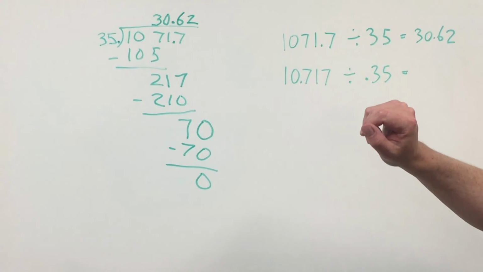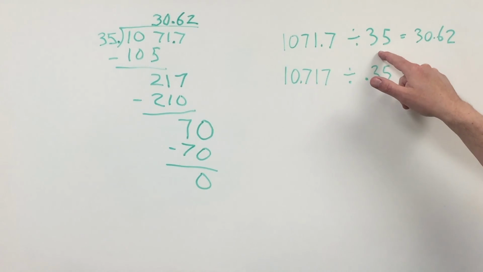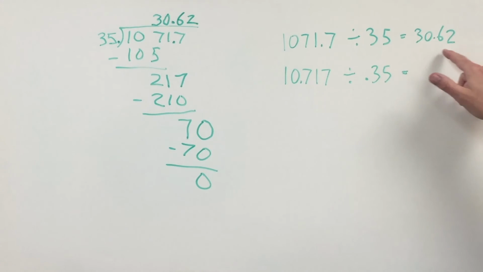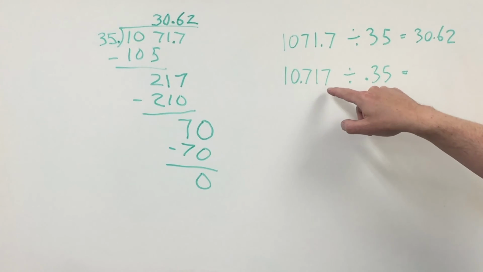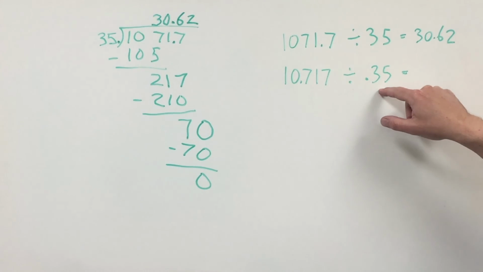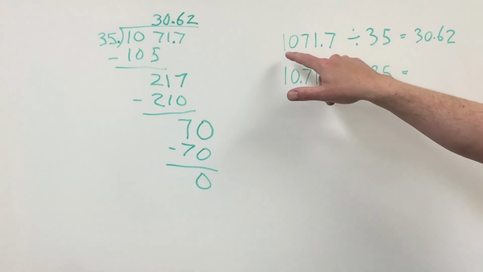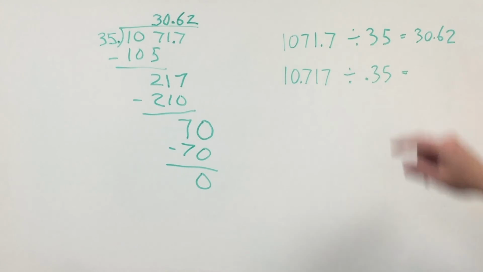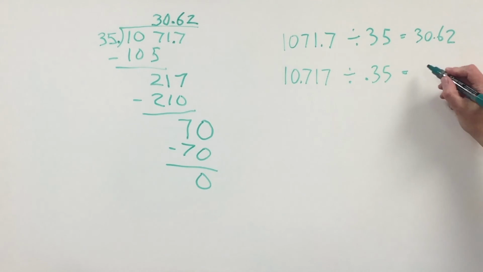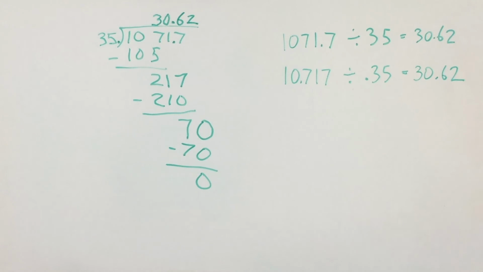So 1071.7 divided by 35 is 30.62. And as we've already seen, dividing 10.717 by 0.35 is the same as dividing 1071.7 by 35. And so the original problem has the same answer, 30.62.